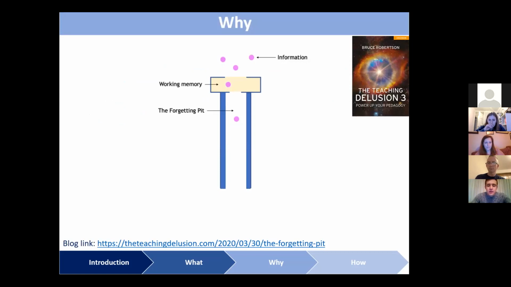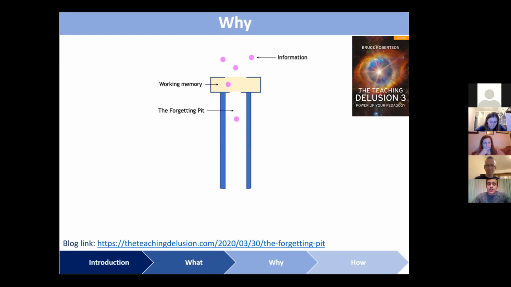I think the best way to illustrate why prior knowledge is so important to learning is to consider Robertson's forgetting pit, which is a useful way to think about learning and our long-term memory. I'll put a link to the blog at the bottom of the screen, and you can see Bruce Robertson's latest book at the side as well. When we pay attention to something, new pieces of knowledge enter our working memory, and working memory is where the thinking happens. But we can't keep very much in our working memory at one time. The research does shift, but approximately three or four items is all we can keep in our working memory. We can't keep it for too long either.